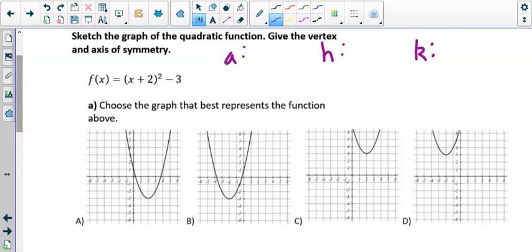And A controlled that by whether it was positive or negative. So your A value up here, what is A? It's 1. It's the number that's in front of our parenthesis right there. A is a positive 1. So is that going to be a U, or is it going to be an arch? Is it going to open up, or is it going to open down? It's going to open up. It's going to be a smiley face. So any of my pictures below that are arches, throw them out.